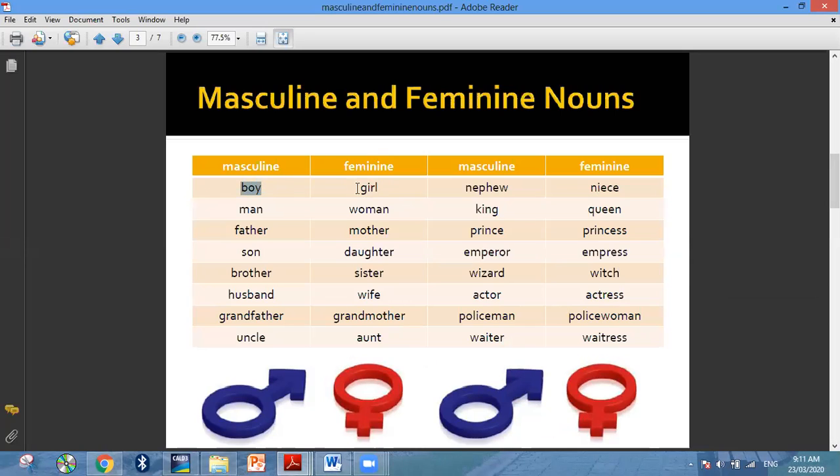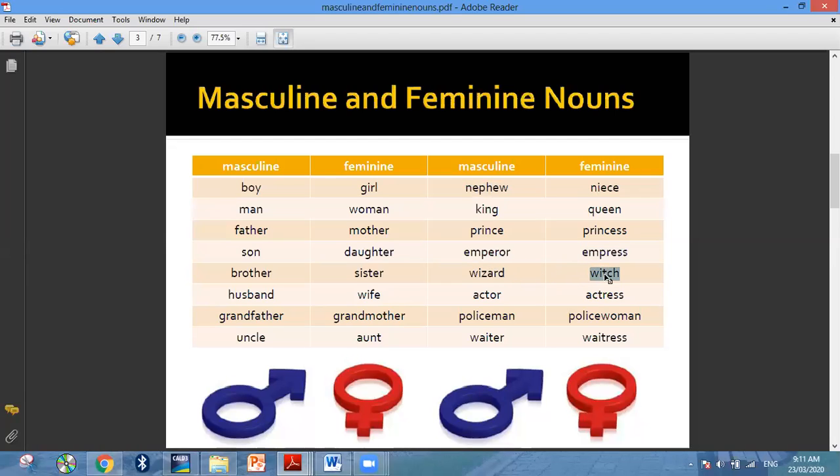These are the words that all of you know: boy, girl, man, woman, father, mother, son, daughter, brother, sister, husband, wife, grandfather, grandmother, uncle, aunt. These are common words and all of you know them. Nephew, this is the son of your brother or sister, and niece is the daughter of your brother or sister. King, queen, prince, princess, emperor, empress, wizard.